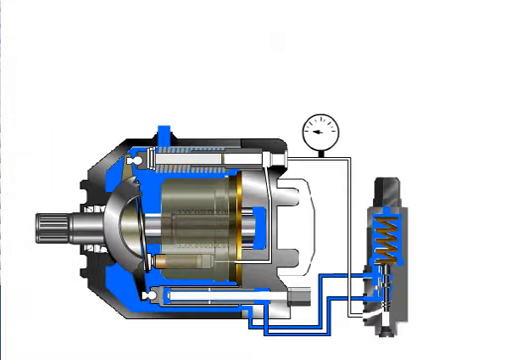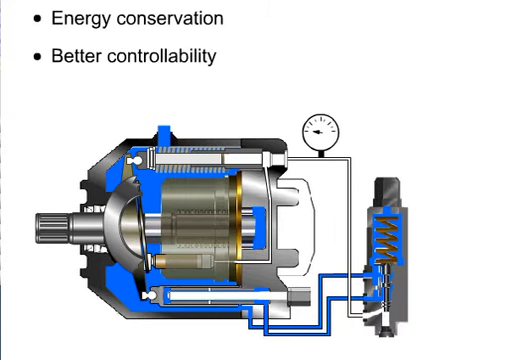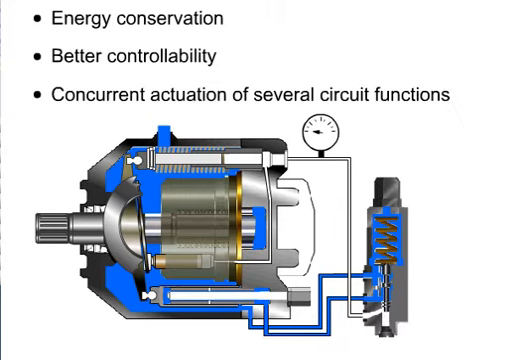A variable displacement pressure-compensated pump is designed to respond to pressure changes that occur in a hydraulic system. There are several advantages of a pressure-compensated circuit: energy conservation, better controllability, and concurrent actuation of several circuit functions. Some of these advantages may be offset as a result of higher component costs. A variable displacement pressure-compensated pump is most often used in a closed-centered system.